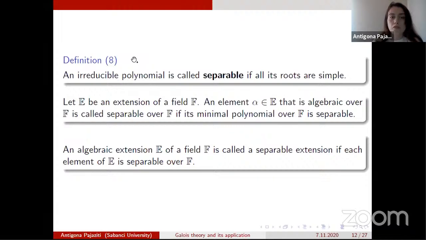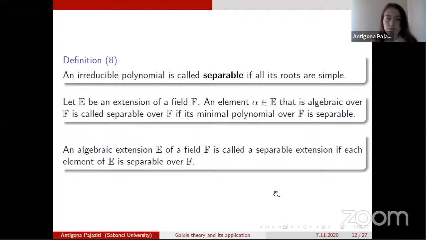When we're talking about the roots of polynomials, there are simple roots and there are multiple roots. An irreducible polynomial is called separable if all of its roots are simple. So an extension E of a field F is called a separable extension if all of its elements are separable. And an element of E is separable over F if, first of all, it's algebraic over F, and its minimal polynomial is separable. That means that the roots of its minimal polynomial are all simple.